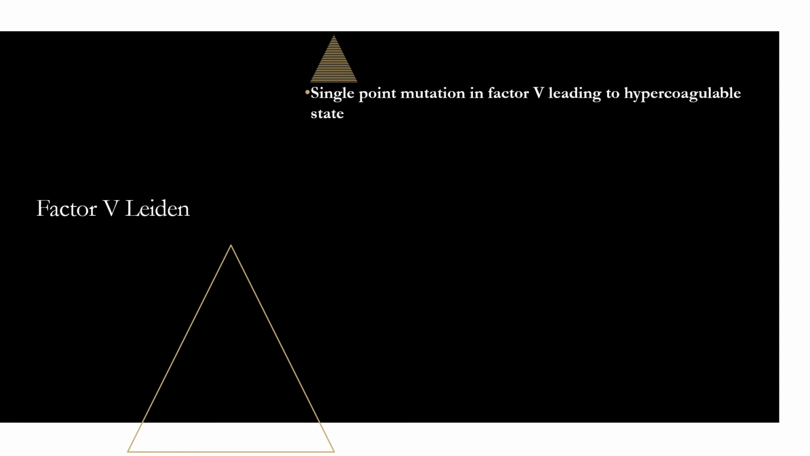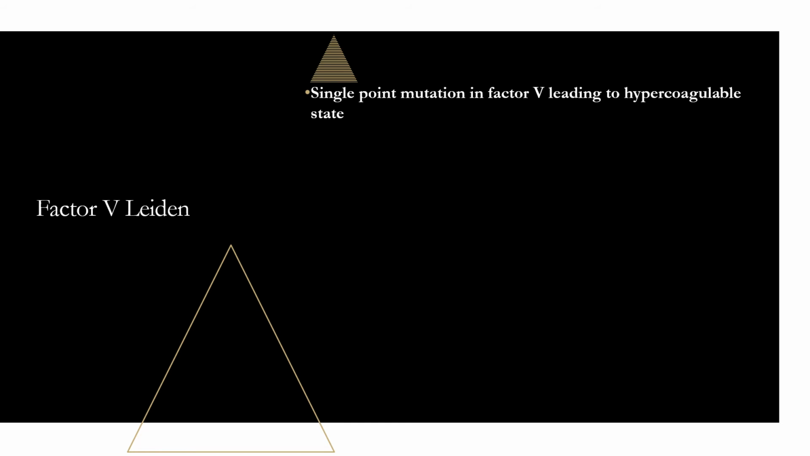All right, let's move on to factor V Leiden. So this is a single point mutation in factor V, which leads to a hypercoagulable state. So factor V is part of the clotting cascade. It helps form clots by amplifying the production of thrombin. Thrombin's an enzyme that converts fibrinogen to fibrin to form our fibrin clots. Anyways, factor V helps us form clots. That's awesome. That's what we want to do.